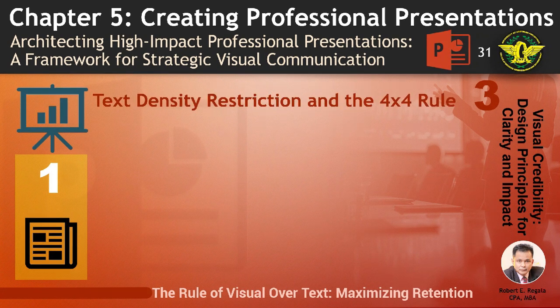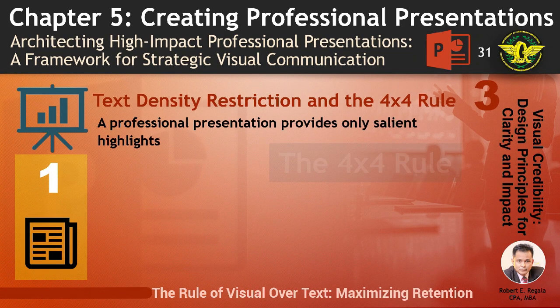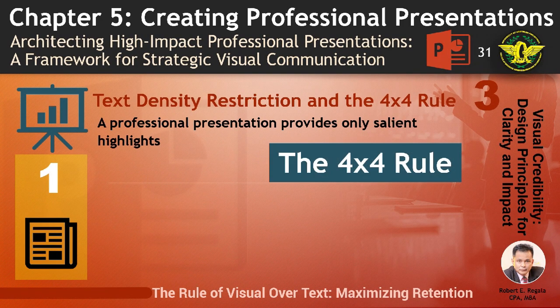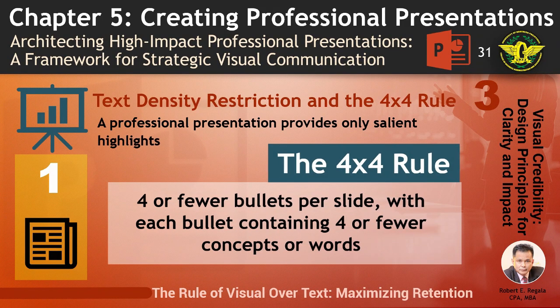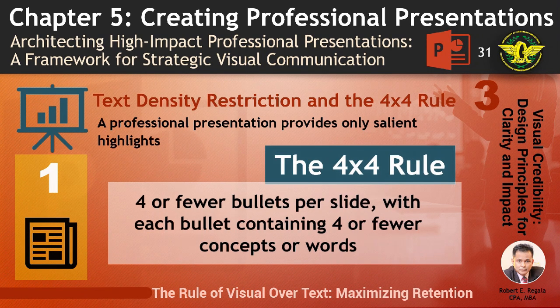Text density restriction and the 4x4 rule. The most frequent amateur mistake is text overload, resulting from the presenter attempting to put the full story onto the slide. A professional PowerPoint should provide only salient highlights, allowing the presenter's voice and visuals to deliver the comprehensive narrative. To rigorously enforce this sparsity, a conservative standard, the 4x4 rule, is often prescribed, limiting the content to 4 or fewer bullets per slide, with each bullet containing 4 or fewer concepts or words.